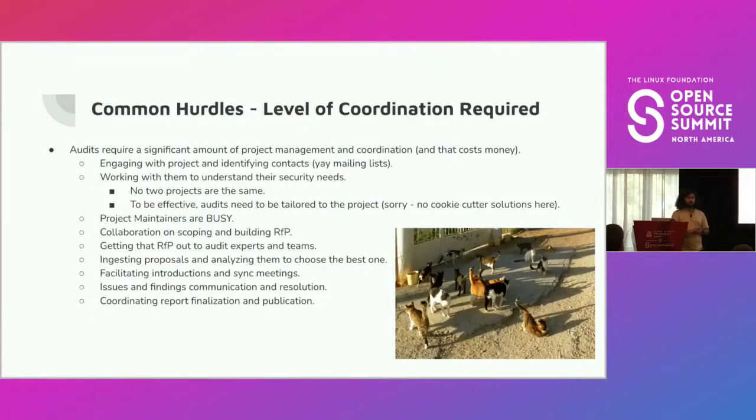So that first common hurdle, about the levels of coordination required, again goes back to that lesson learned from cryo, where all of these things that need to be done in order to do a successful audit, it's a lot to ask of an open source project maintainer: to effectively find the right people, to put that work into a document that can be sent to different audit teams, to ingest proposals, to review all of those proposals, to find the best suited team to do this kind of work.